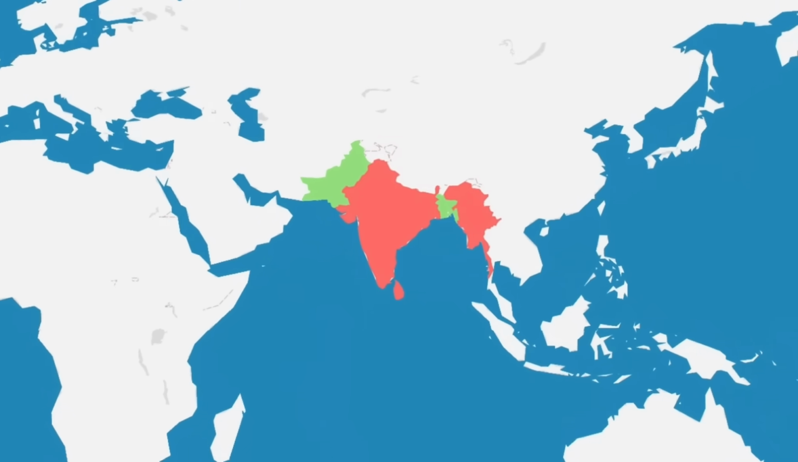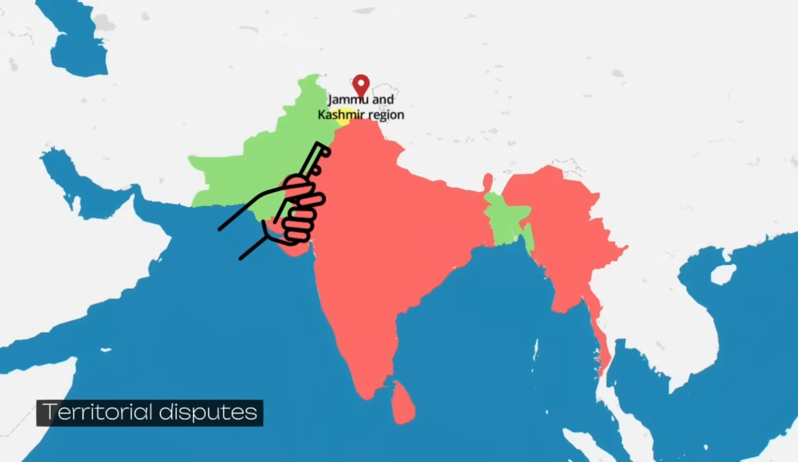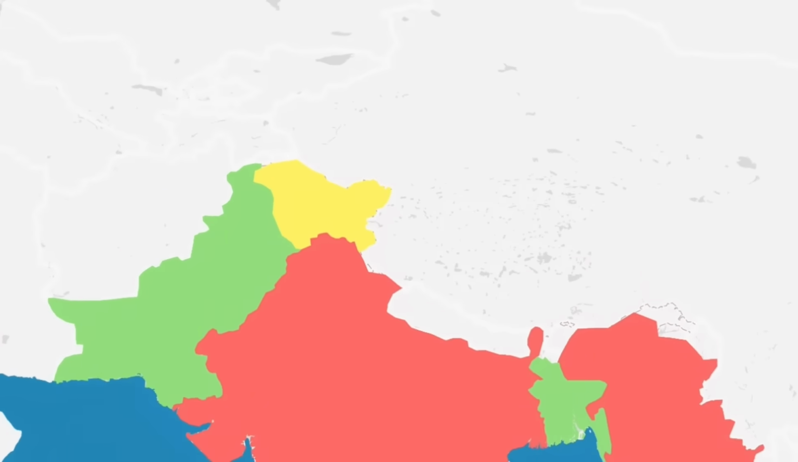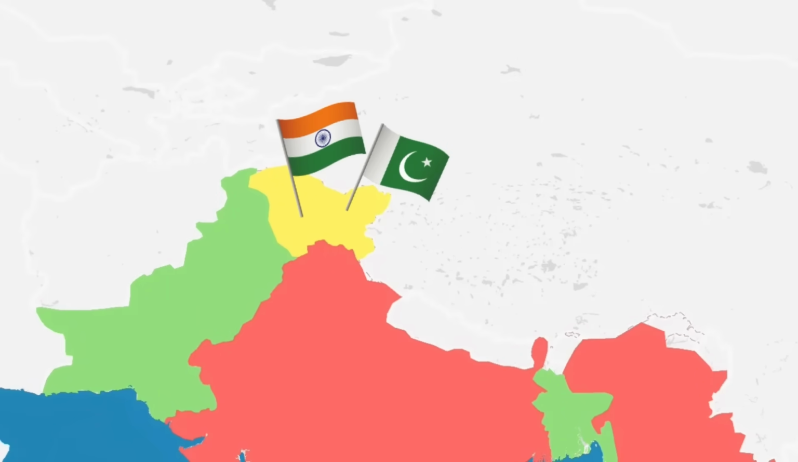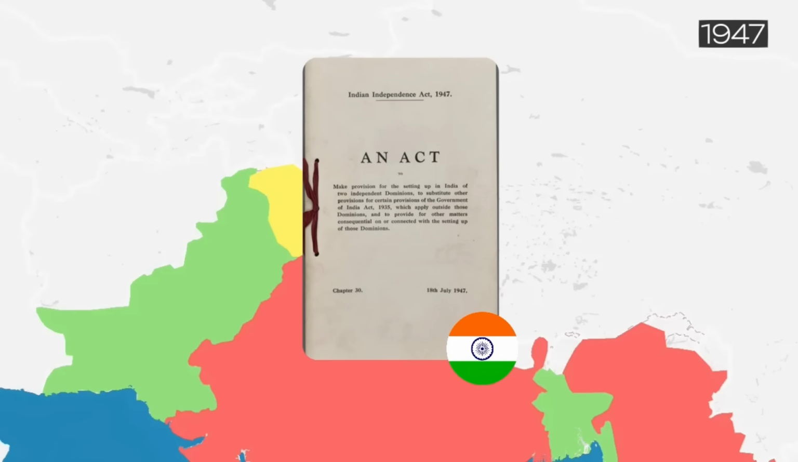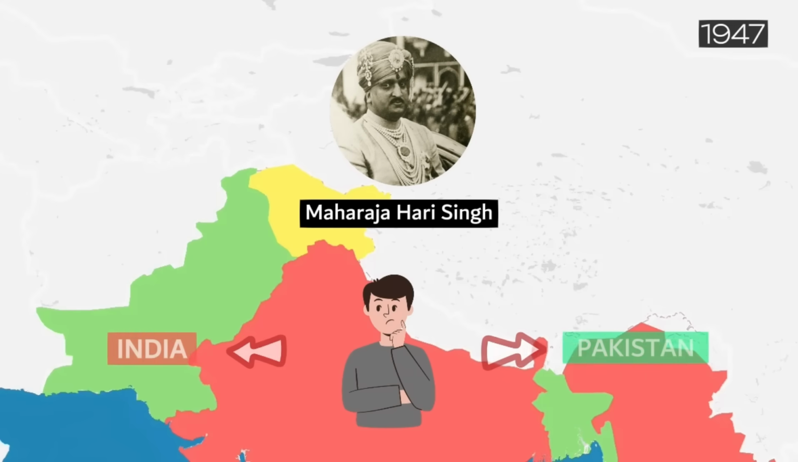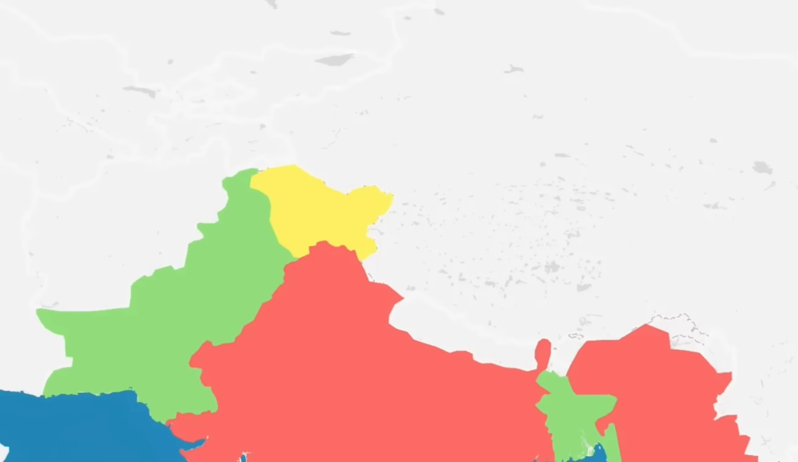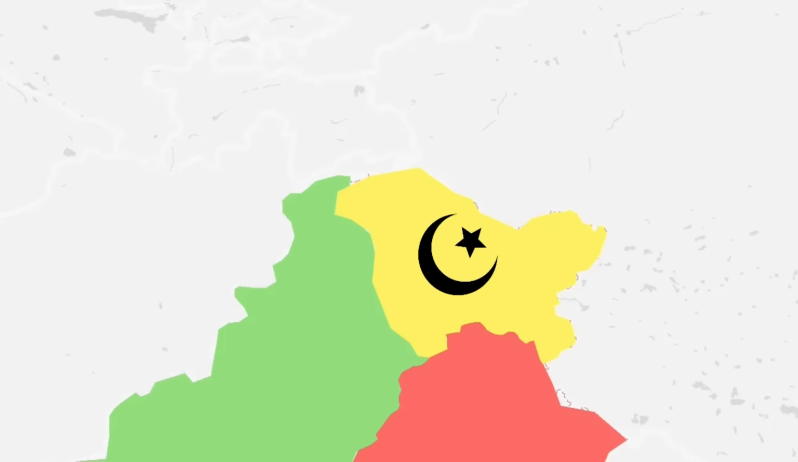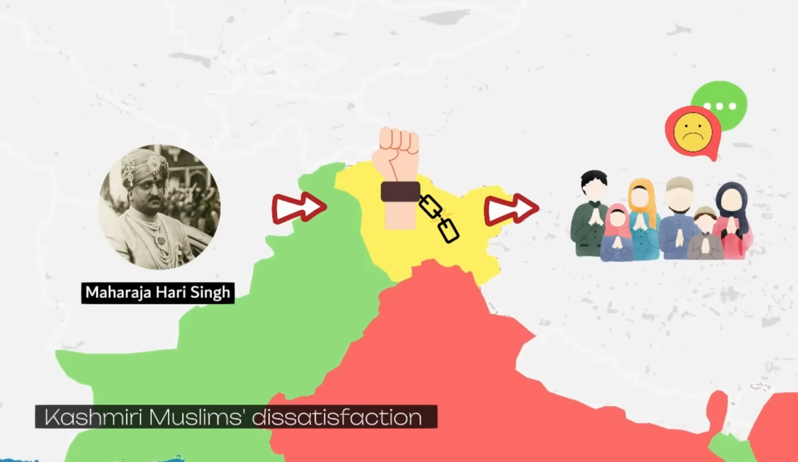The relentless conflicts between India and Pakistan were mostly fueled by territorial disputes over the ownership of the Jammu and Kashmir region, the northernmost geographical region of the Indian subcontinent that is claimed by both countries. This tense situation stemmed from the partition plan introduced by India's Independence Act of 1947, in which the state of Jammu and Kashmir, under Maharaja Hari Singh, was free to decide whether to join India or Pakistan. As Kashmir is a Muslim-majority state, most people wanted to join Muslim Pakistan. However, Hari Singh wanted to maintain the region's independence, leading to dissatisfaction among the Kashmiri Muslims.